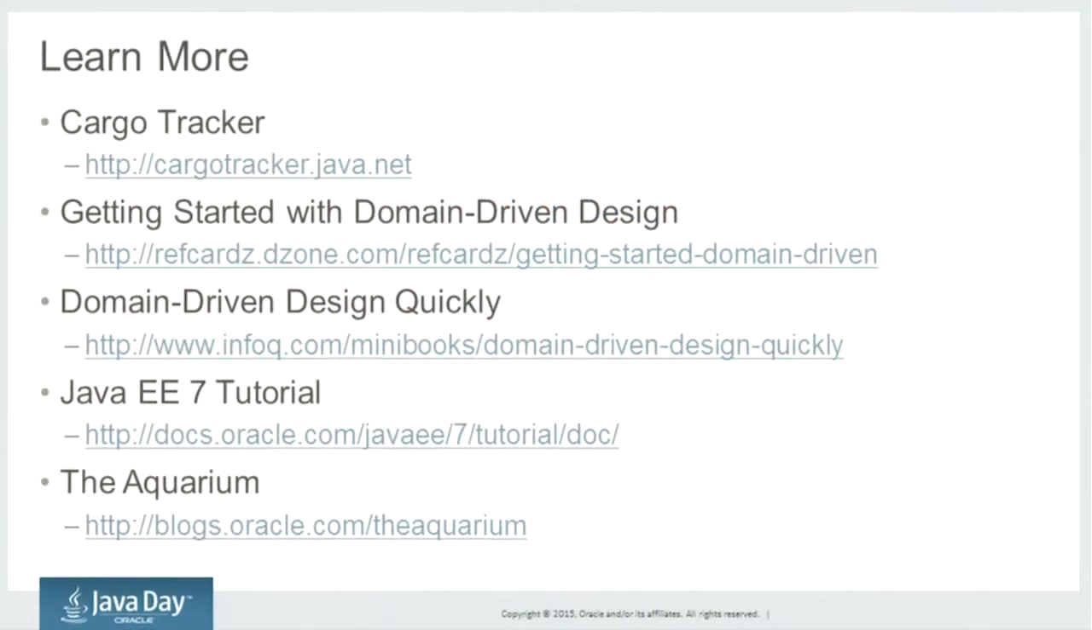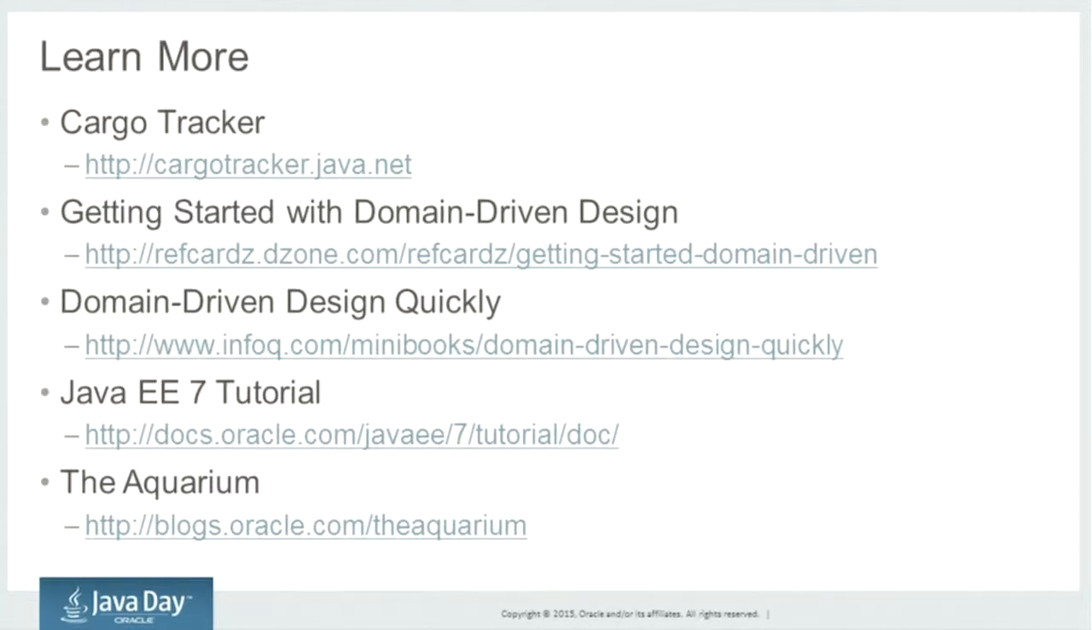Finally, I would like to finish up today by giving you a little bit of resources on how you can learn more about all of this. I definitely recommend the Cargo Tracker Java.net project. I would start there. There is also a very nice ref card from DZone. If you're not familiar with DZone ref cards, you really should check them out. It's about 3 pages, written by a gentleman called Azlaq Khan, and it explains all of what I explained in the first part of my presentation.